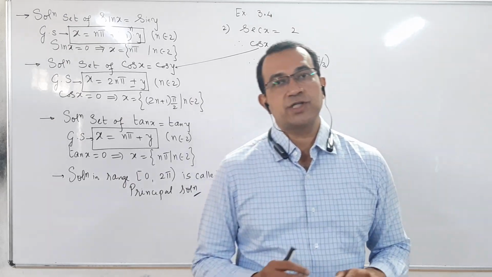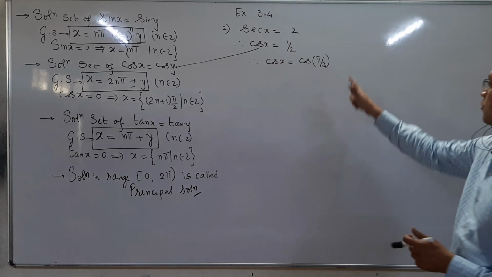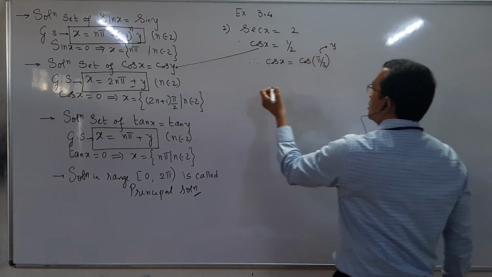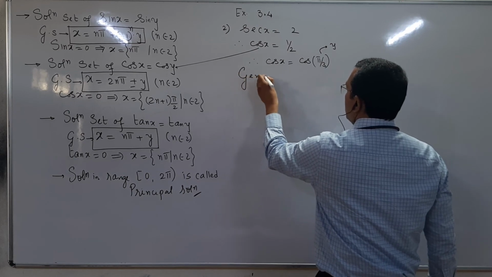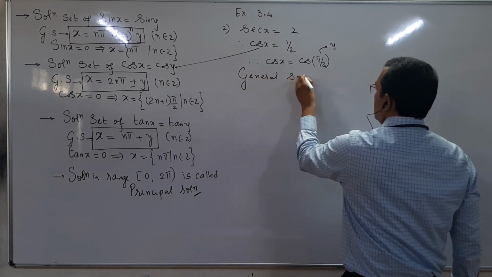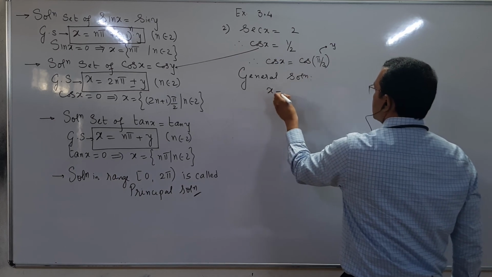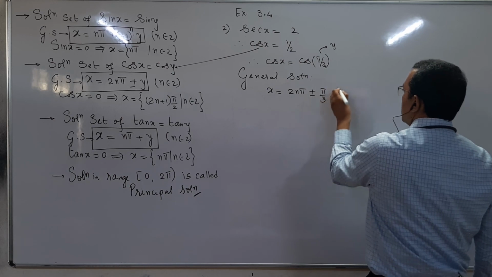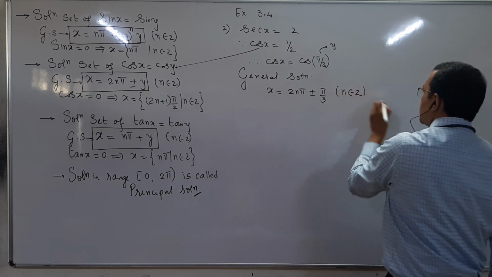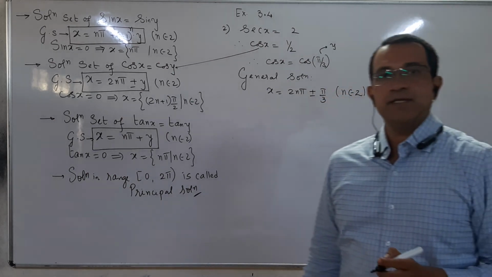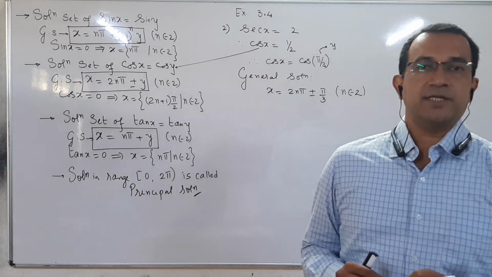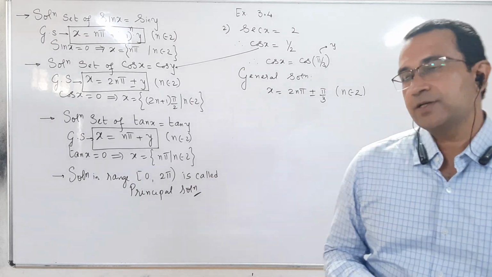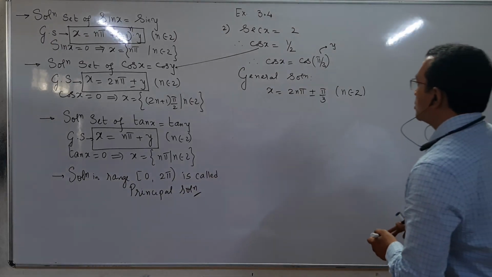Now here y is nothing but pi by 3. So the general solution, when I am going to write the general solution, will be x is equal to 2 n pi plus or minus y, where y is pi by 3, and students, n belongs to the set of integers. So this is the general solution.